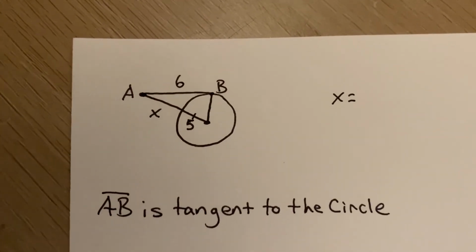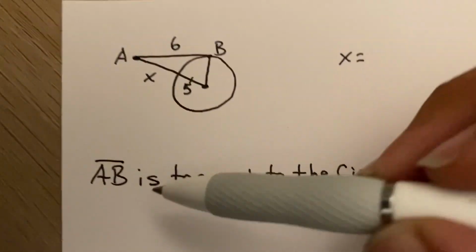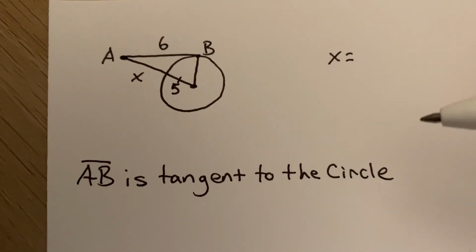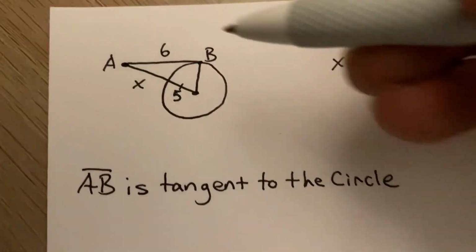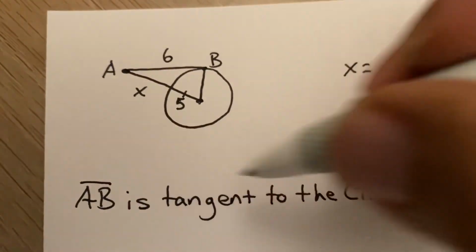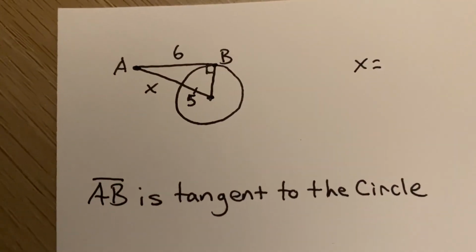All right, let's talk about tangent to the circle. In this one, it says AB is tangent to the circle. When something is tangent to the circle, it means it only touches the circle once, and it intersects with the radius at a 90-degree angle. So just saying that AB is tangent to the circle automatically means that this angle is 90 degrees.